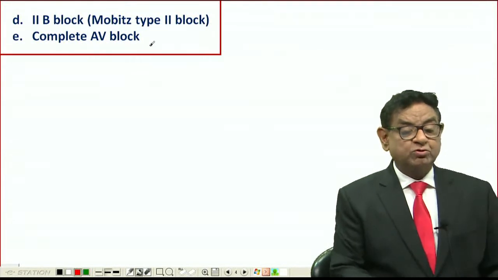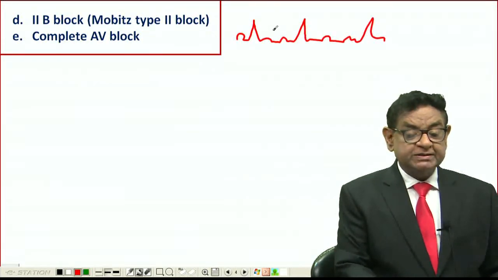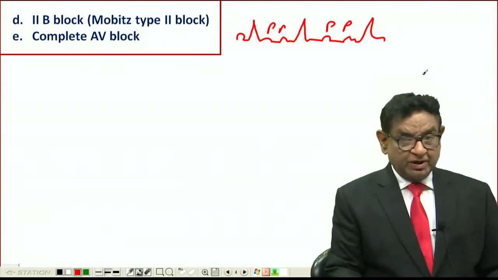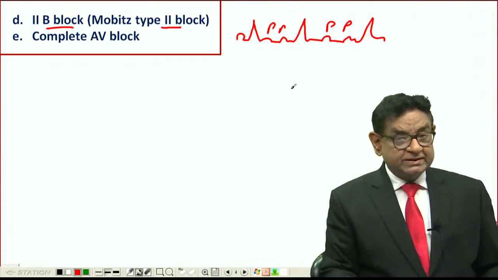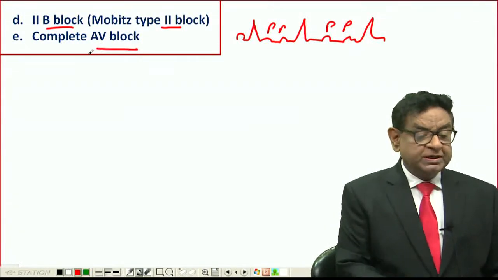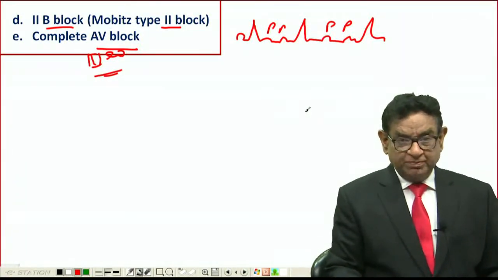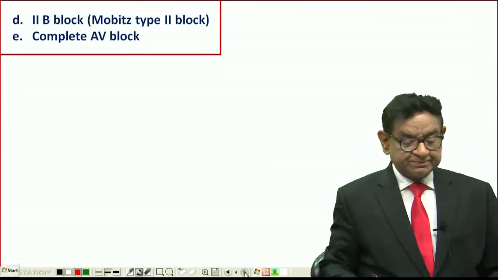Then we have 2B block, so-called Mobitz type 2 block. What is this? Like P, QRS, QRS, QRS, QRS. So we are getting a fixed number of P waves followed by QRS. This is Mobitz type 2 block, also called 2B block. This is a dangerous condition and needs to be paced because it can go into complete heart block any moment. And after that we have complete heart block, so-called third degree heart block, and it's the one thing which can produce syncope also. This can produce low BP also. This definitely needs temporary pacing at the beginning.